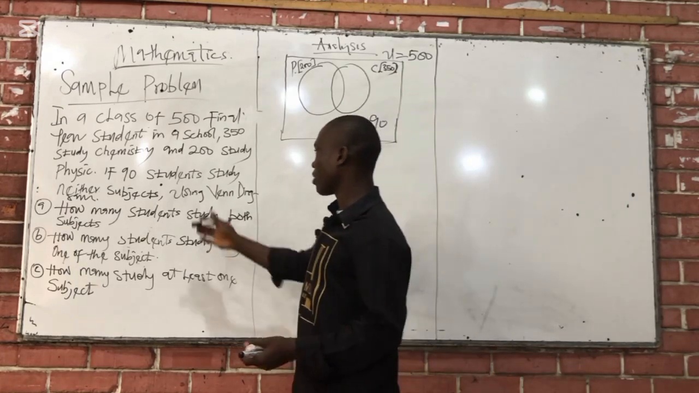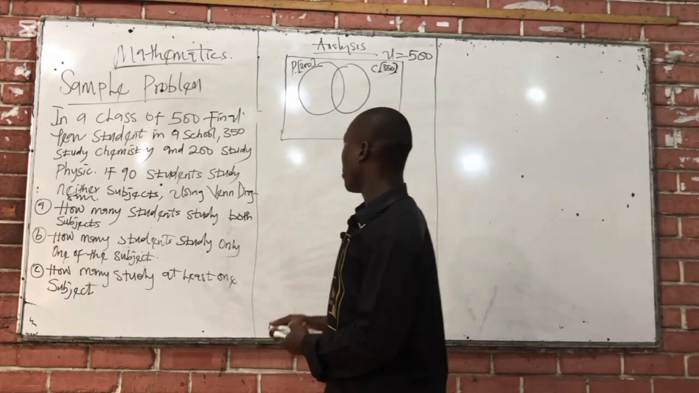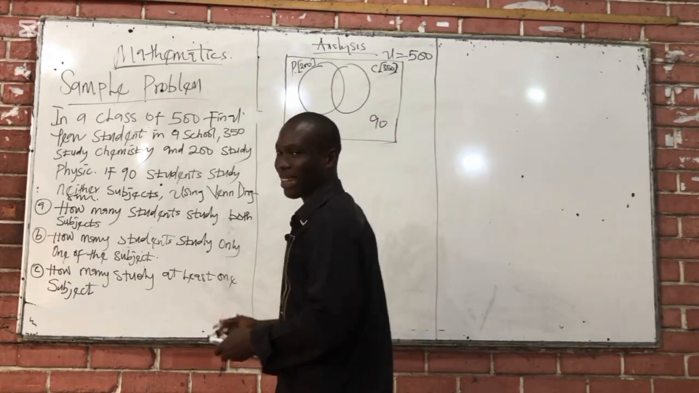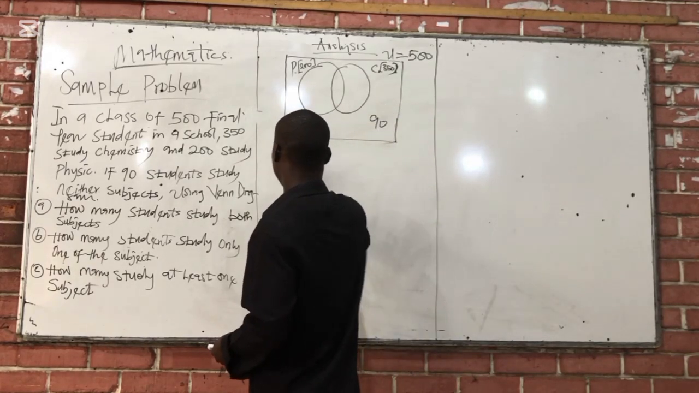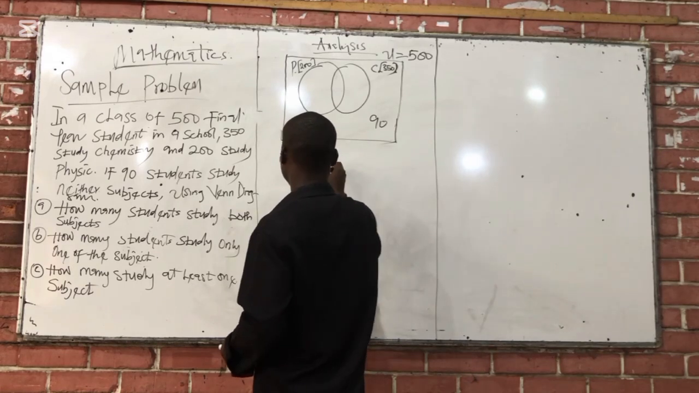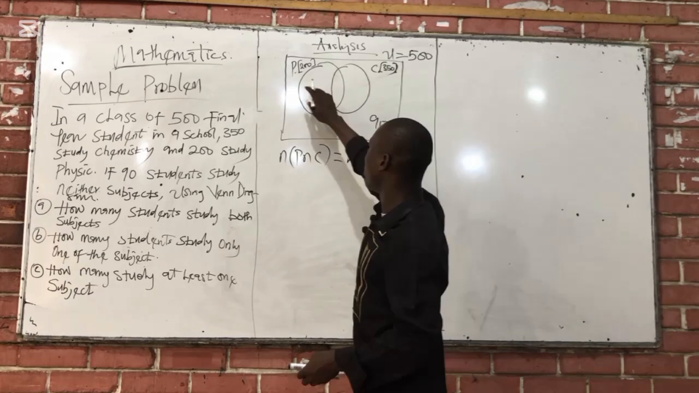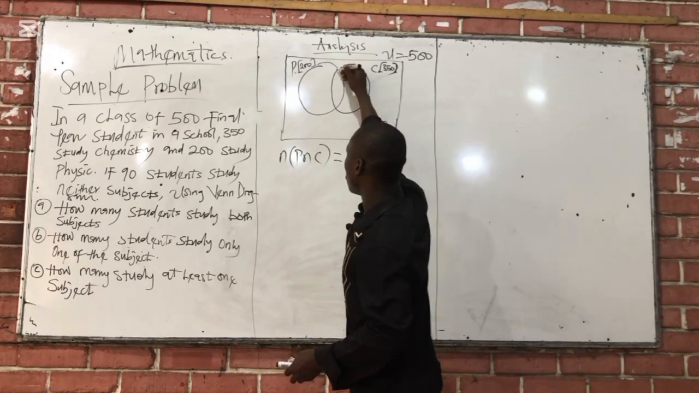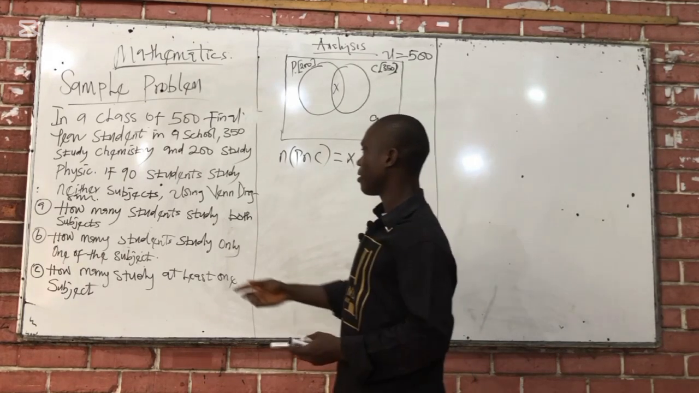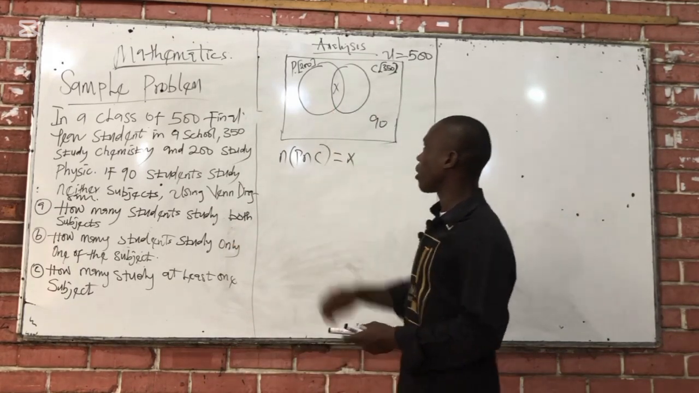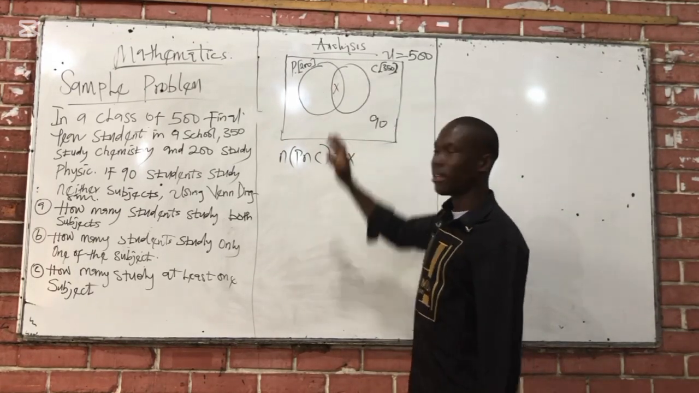All right. So now the first question says, how many students studied both subjects? That is the intersection of both physics and chemistry. That's the number of P intersection C. Let's call this X. And the intersection between chemistry and physics is this point, so we'll call it X. And then what we need to find out is the number of students that studied physics only and the number of students that studied chemistry only.